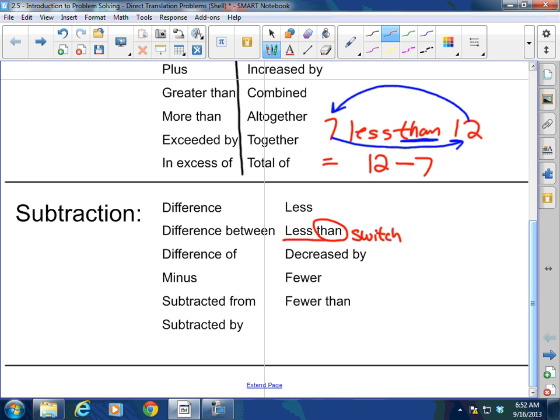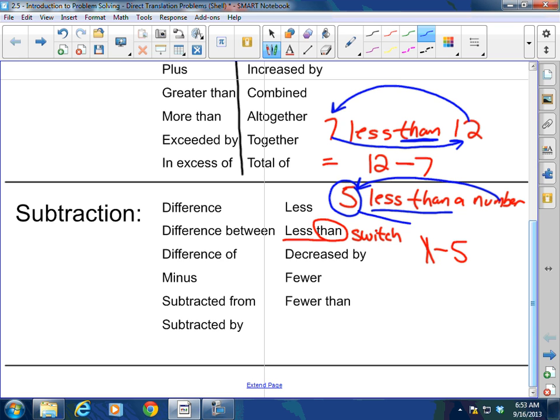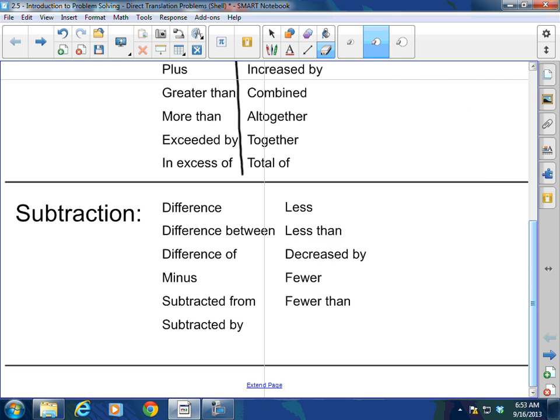For example, 5 less than a number. 5 less than a number is x minus 5. Why? You have a less than. Switch. The number, which is the unknown, goes to the front. The 5 goes to the back. Switch. Okay? So let's just do one last example just so you can see it.